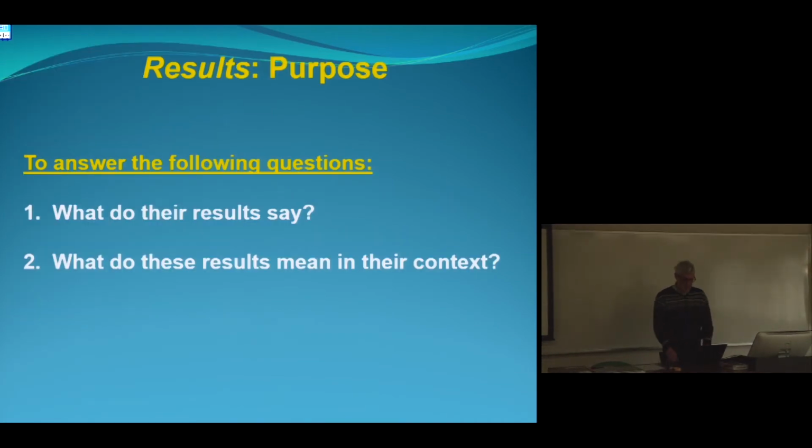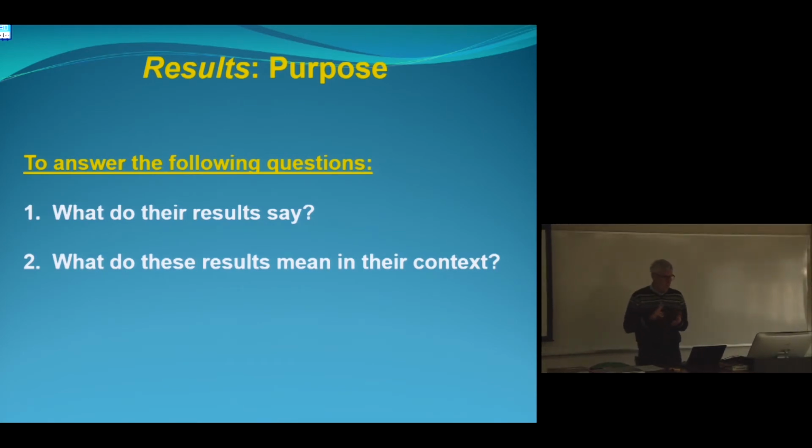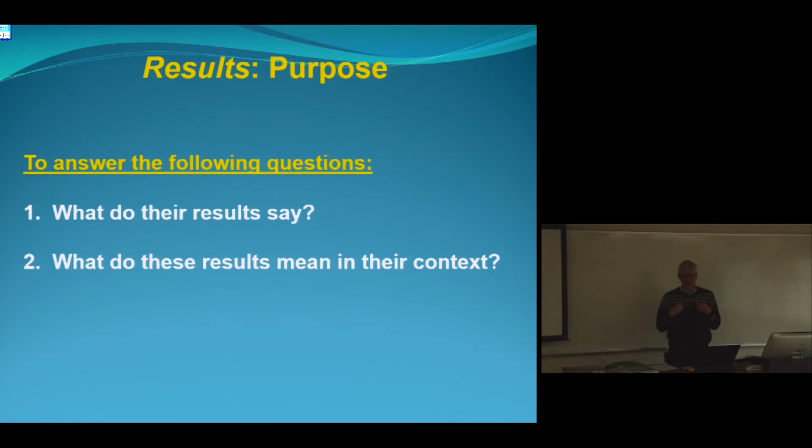Then in the results section, you need to answer critical questions about what do the results say and what do these results mean in their context. So we found X, most researchers have found Y. There's a problem. We need to find out why the differences are. Or we found X and many other researchers have found X, so the methodology that we have used is credible or can be trusted. So you're not just saying we found X, but trying to explain what that X means.